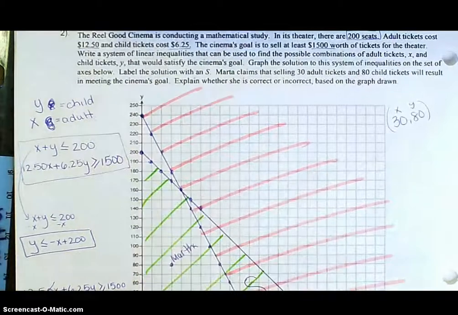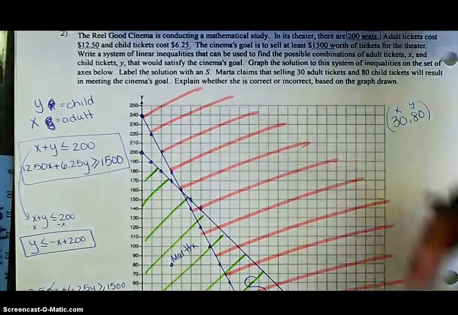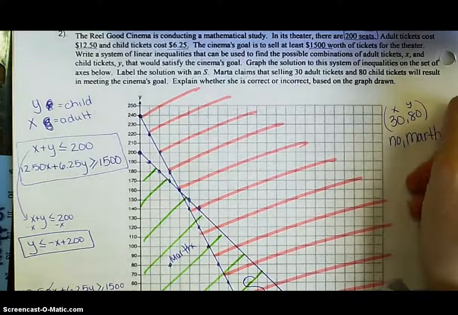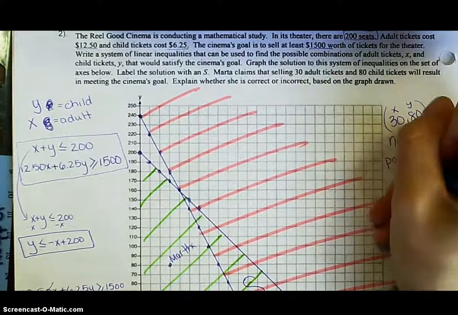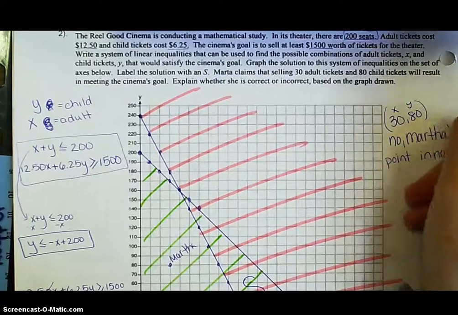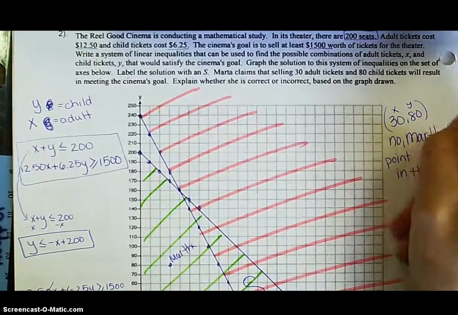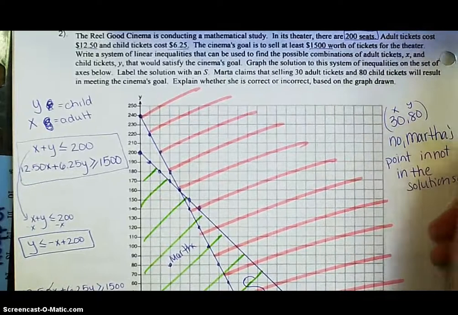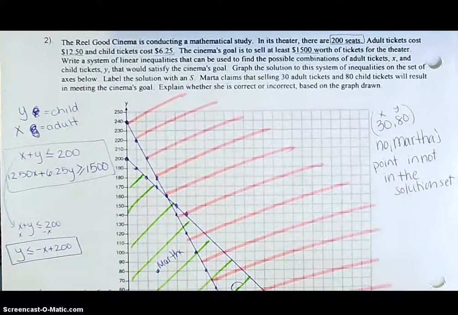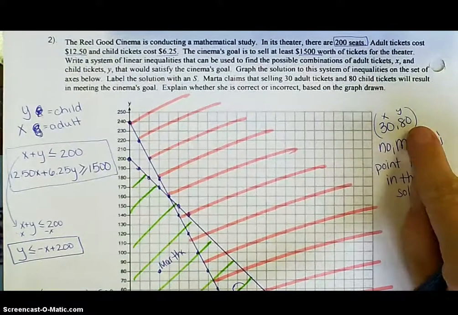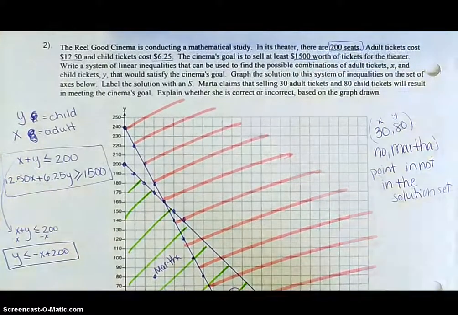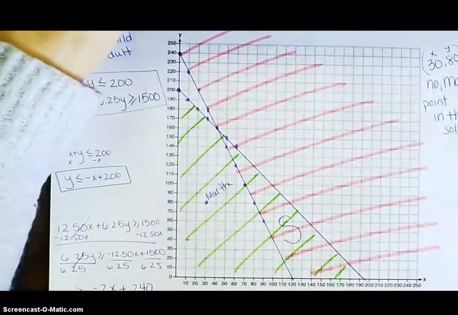Is Martha correct? Well, I would say no. Martha's point is not in the solution set. That's one way to do it. The other way to do it is you can take the 30 and the 80 and plug them into both equations to see if it works. But just saying it's not in the solution set would work as well.